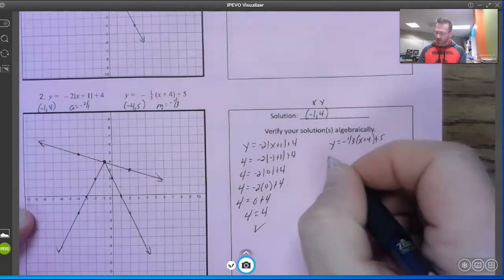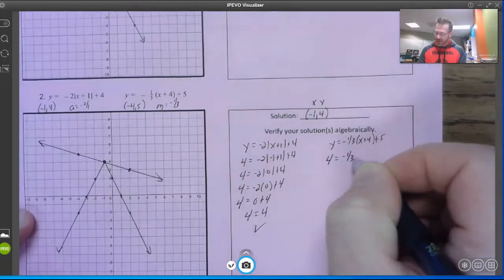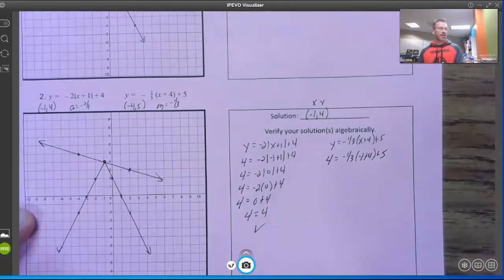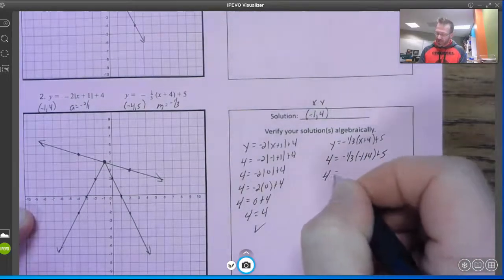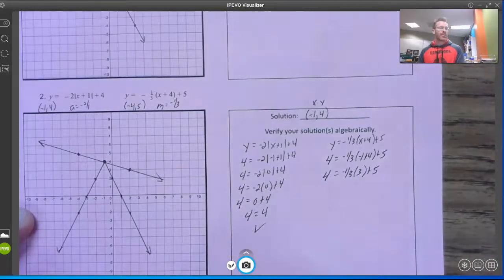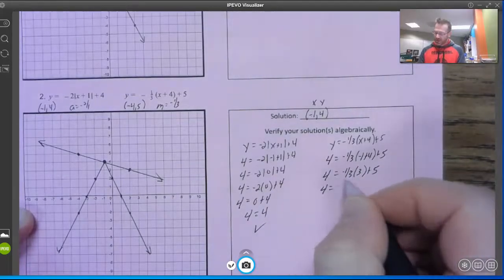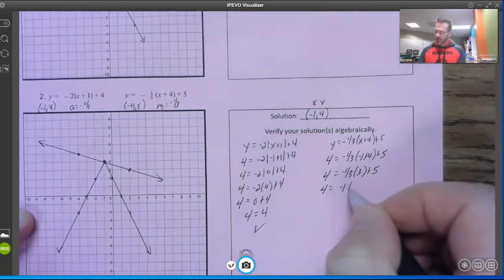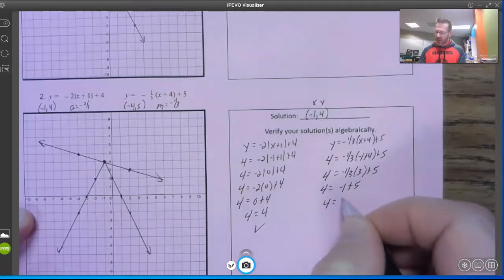So once again, y is 4 and x is negative 1, just like that. And once again, we start inside those grouping symbols, right? So negative 1 plus 4 would be 3. All right, then I do the multiplication. So negative 1/3 times 3 is negative 1, and then plus 5. And then negative 1 plus 5 is 4.